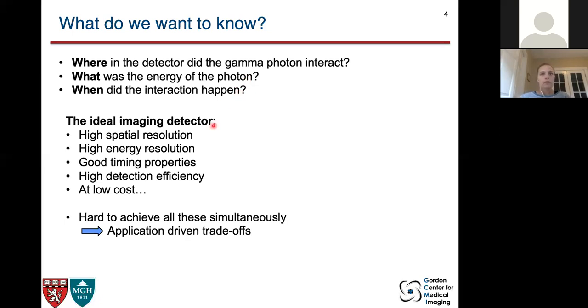And we also want to know in PET when the interaction happened, because we need to determine if two events in the two opposing detectors happened at the same time, and to know if they are connected to the same positron emission.